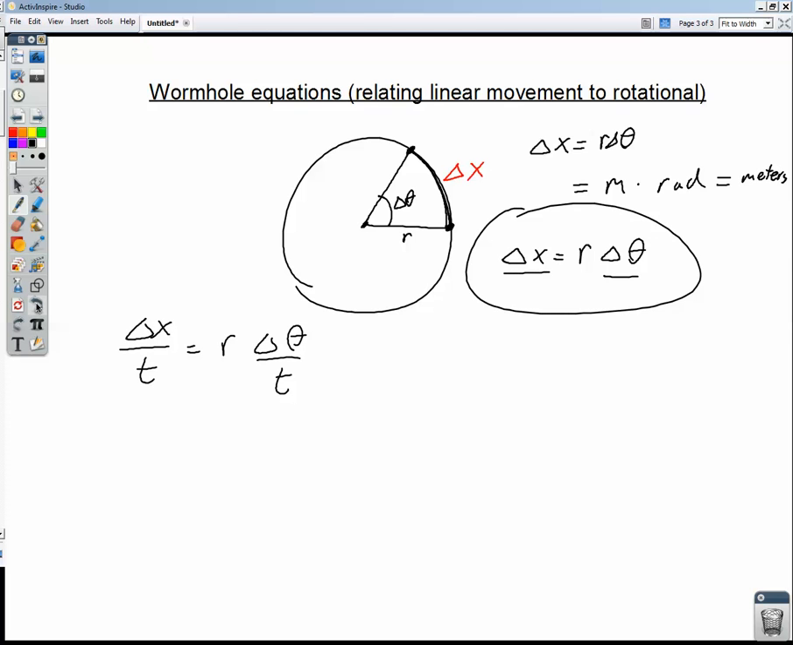And delta x over t is omega, and theta, no, wrong. I keep getting it backwards. Delta x over t is the linear velocity, and delta theta over t is the angular velocity. So there's our second wormhole equation. The linear velocity is omega times the radius.